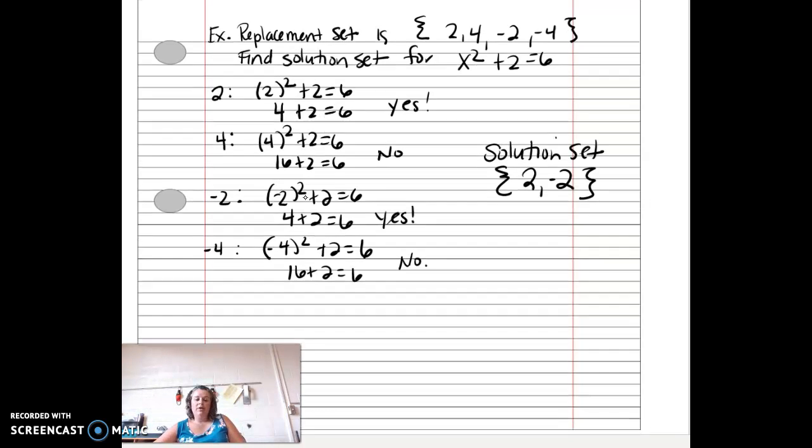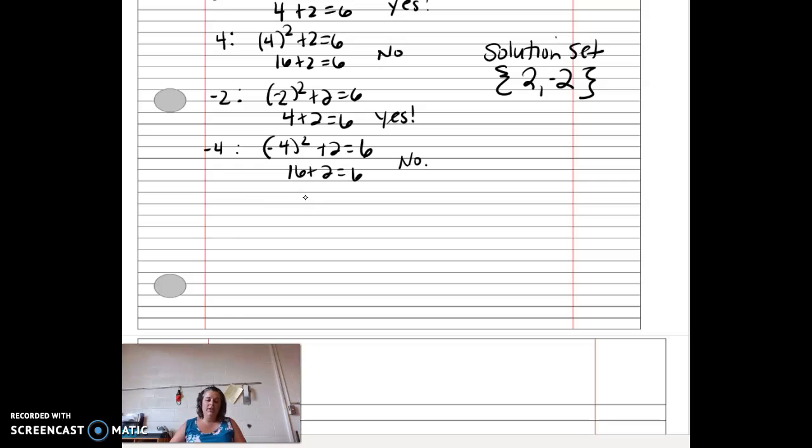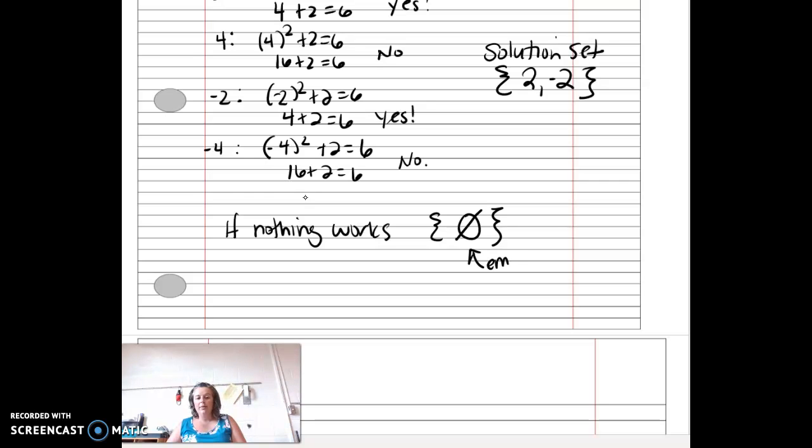Now I'm going to put down here below, because sometimes they might try and trick you. If nothing works, we can use this symbol. I'm not going to use the 0 because 0 could be a solution. What we're going to do is a 0 with a line through it. This is called the empty set symbol. It means none of the numbers in the replacement set worked. Even 0. 0 didn't work, okay?